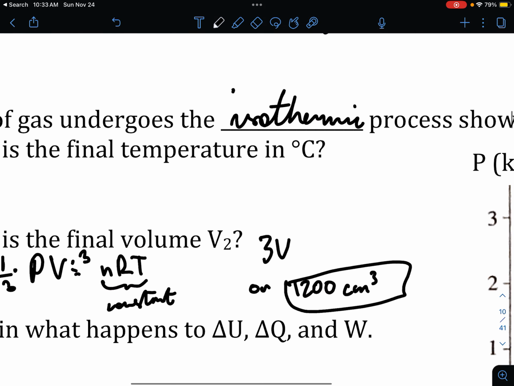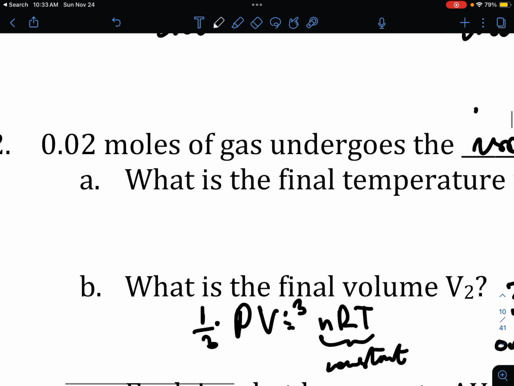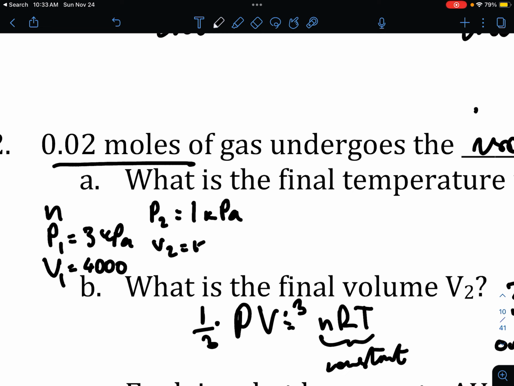So then how do you do 2A? Well, my first gut instinct was: what I know is the number of moles. I know P1 is 3 kilopascals, V1 is 400, and P2 is 1 kilopascal. And then I know V2 is 1200 centimeters cubed, not 4,000, my fault.